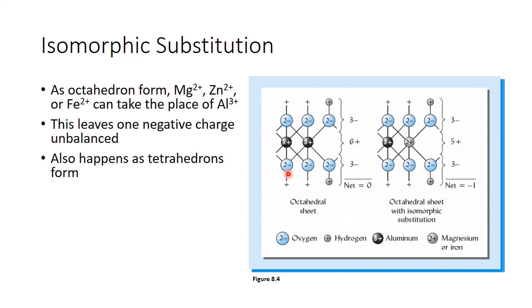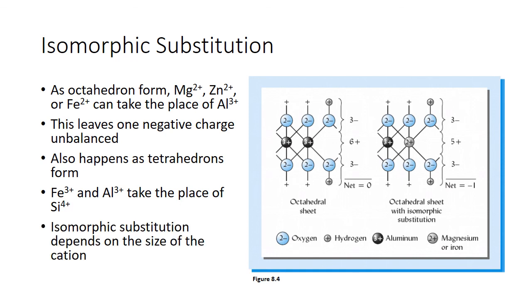But if we were to have cations of similar size, the magnesium or the zinc or iron, then we can have those cations take the place of the aluminum, but those cations only have a 2+ charge. And the end result is not all of the negative charges of the oxygens are offset, and we end up with a net negative charge for that location within the crystal structure of the clay. And so we get this charge that gets built into the crystal structure. And this does happen in tetrahedrons where we have iron or aluminum take the place of silicon.